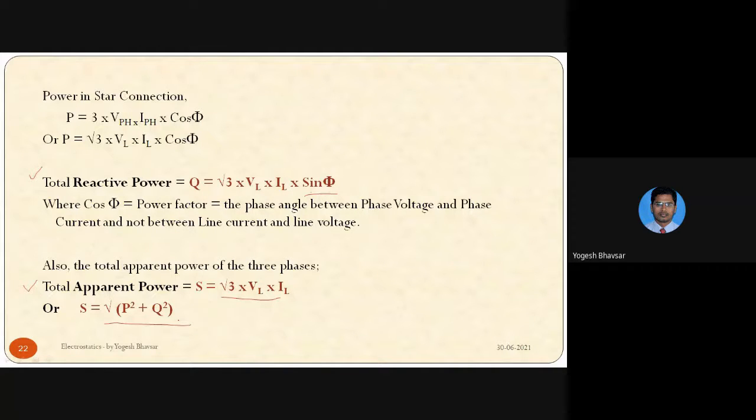So don't confuse. If it is asked active power, reactive power, apparent power, you can use the same formula. If it is given for line parameters, then use it in terms of line parameters. If it is given for phase parameters, then use it for phase parameters. So don't confuse. And what we summarize for the relation between line and phase quantities: in case of star connection, IL is equal to IPH and VL is equal to root 3 VPH. In case of delta connection, what we have? VL is equal to VPH and IL is equal to root 3 IPH. So these four relations you have to remember.